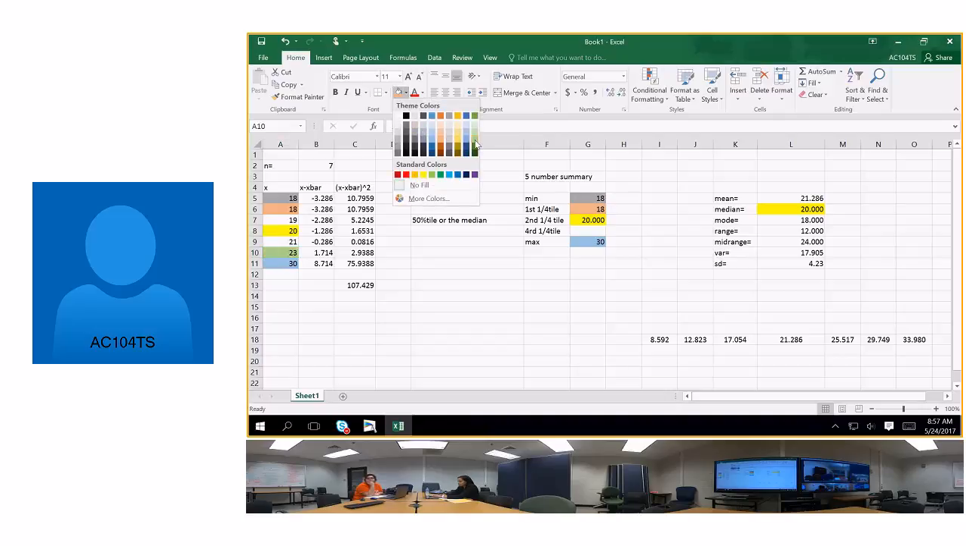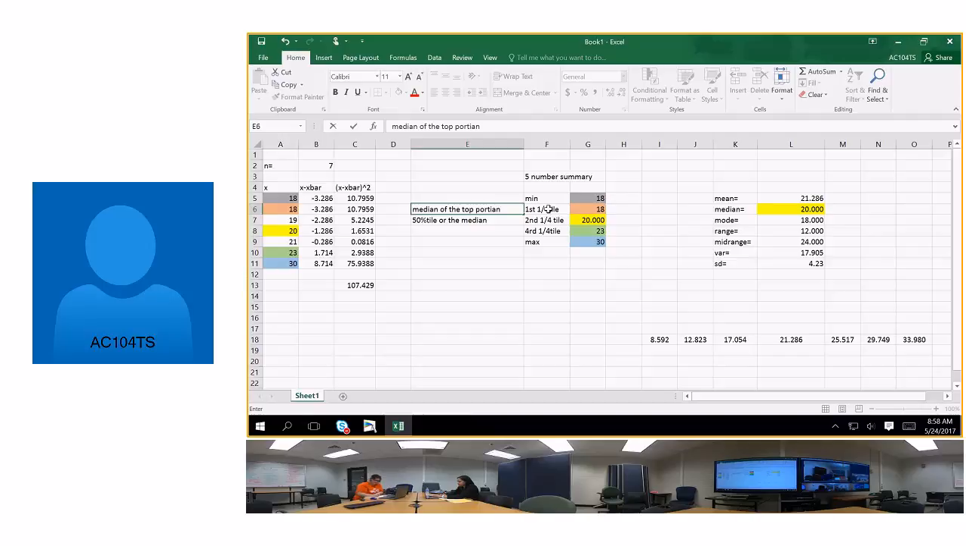Now, if by chance you had 4 above the yellow 20, what would you do? You'd average the 2 middle ones, just like a regular median. So if you really get down to it, what is the first quartile? The median of the top portion.